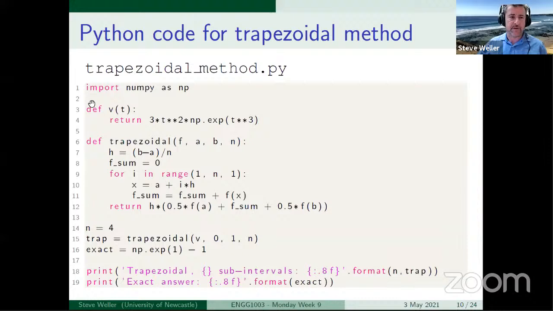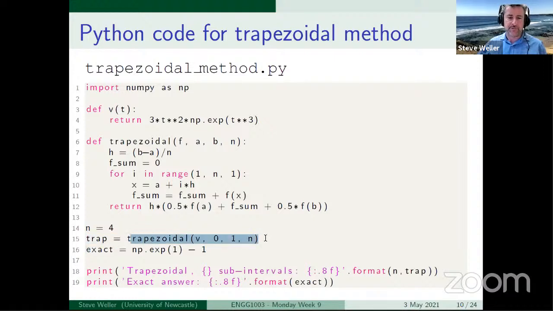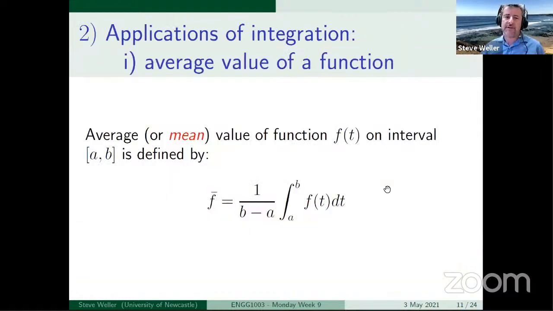So this code here, trapezoidalmethod.py, has two function definitions: the function we want to integrate and a general trapezoidal integration method. The rest of the code is really just a call to that trapezoidal integration approximation with four panels, and then printing the results. I won't run this one live because I ran it for you live last Thursday. So far, so good. Recap. The first 10 slides of today are a recap and a replay of last Thursday's lecture. From here on in, we apply that knowledge to a couple of different settings.